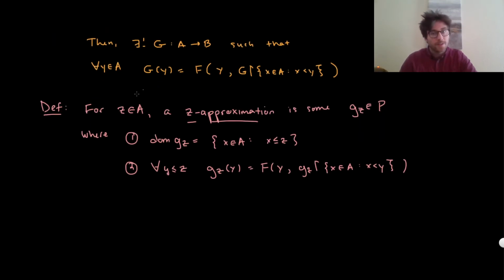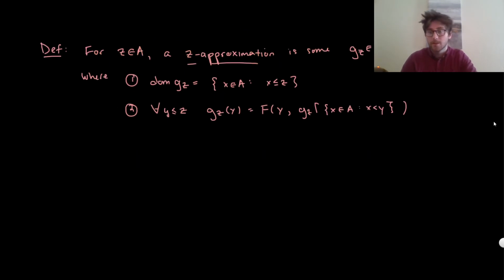Okay, so this is what a z-approximation is, just by definition. It's a partial answer to this question. And what's the proof going to be? We're going to prove that for every single z in our well-ordered set A, there's actually a unique z-approximation.